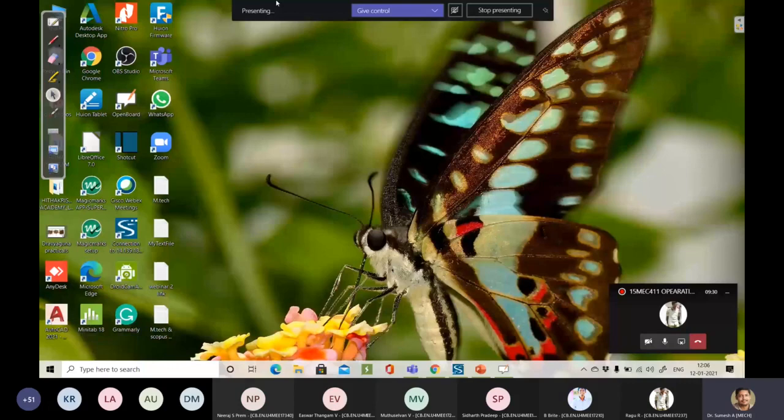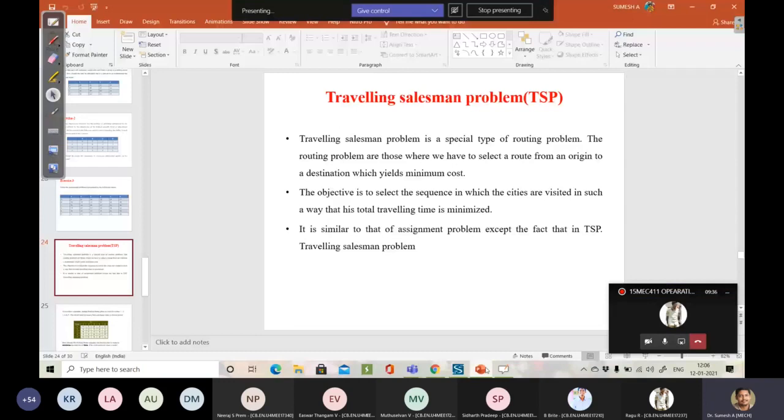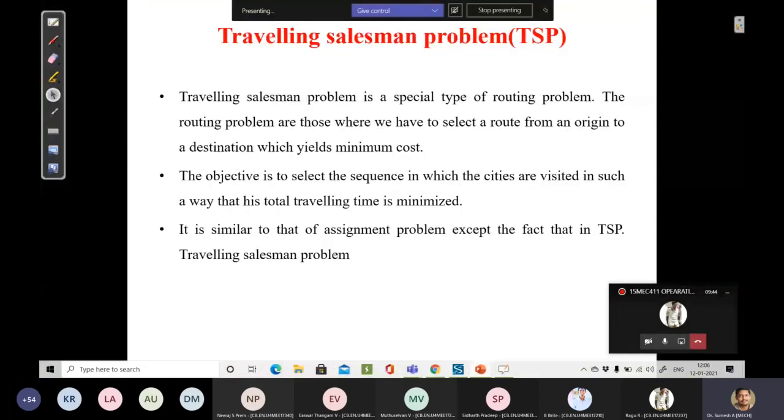Okay, so I'll just move to the next, a little modified problem of the assignment model. That is called the traveling salesman problem. So the traveling salesman problem is basically a special type of routing problem.